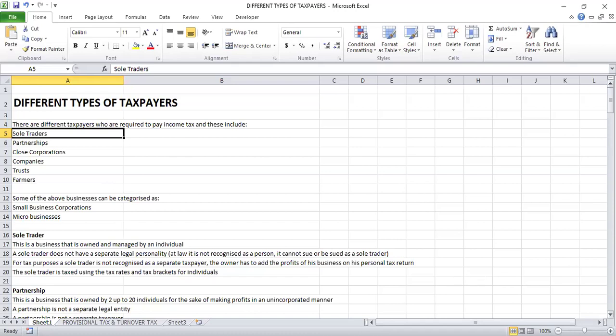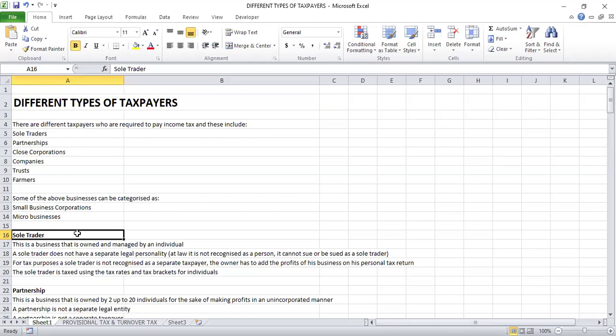Right. First of all, we've got a sole trader. A sole trader refers to a business that is owned and managed by a single individual. You would find that this individual is regarded at law and for tax as the same as the business. Right. So that means the business does not pay tax separately. The business of a sole trader does not pay tax separately.